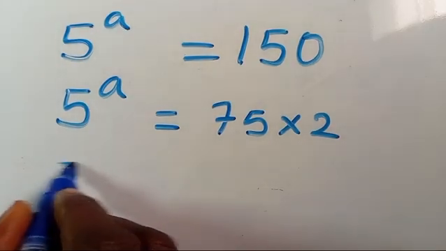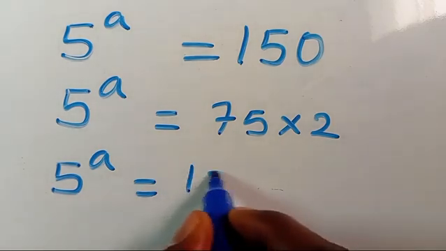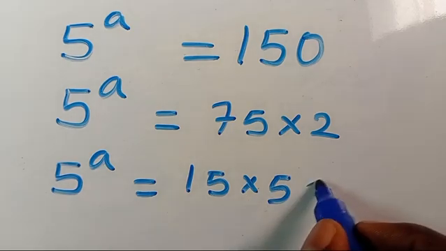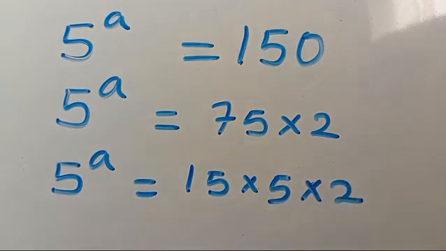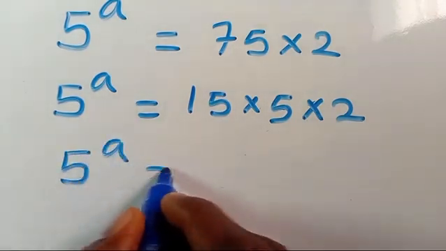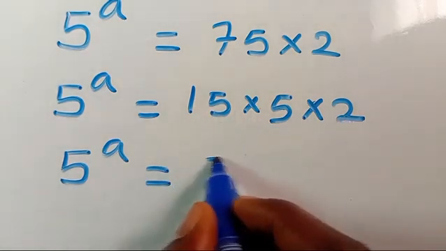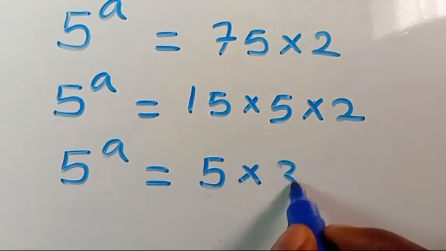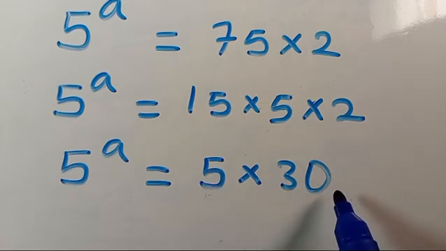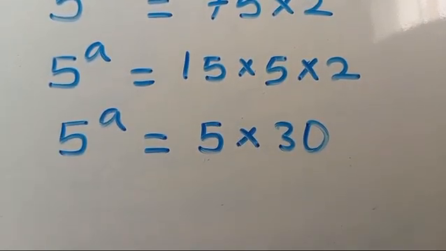And also we have 5 to the power of a equals, we can have 75 as 15 times 5, which will give us 75 multiplied by 2. So we have 5 to the power of a equals, from here, 15 times 2, we can have this to be 5 times 30. 5 times 30 will give us 150 again. So let's introduce log to both sides.